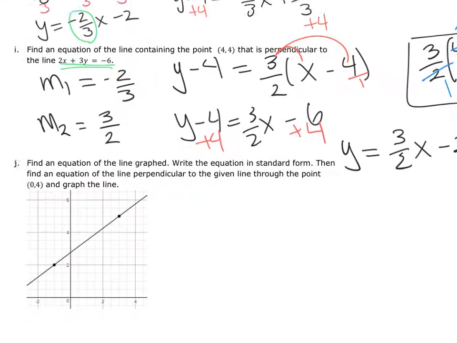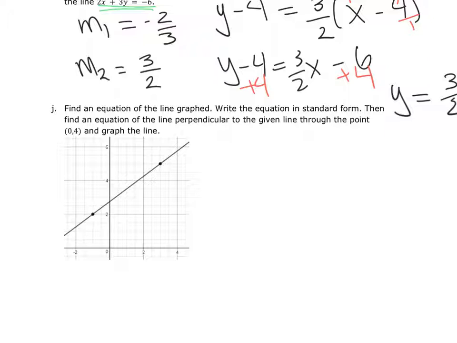All right. What I want you to do now is pause the video and try this one on your own. It's giving you a line, it's giving you 2 points, and it's asking you to find the equation of the line in standard form, and then find an equation of the line perpendicular to that through that given point 0, 4, and then graph the line. So go ahead and pause it, try it on your own, and then start it again.